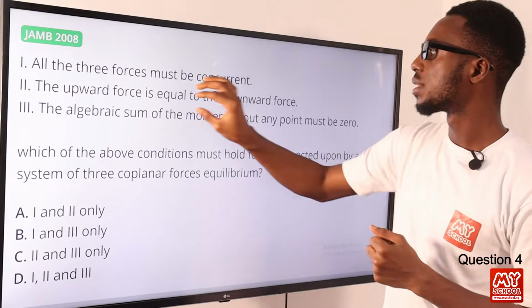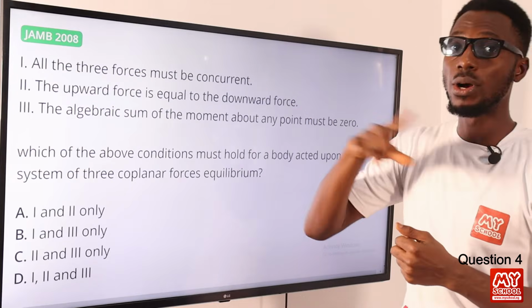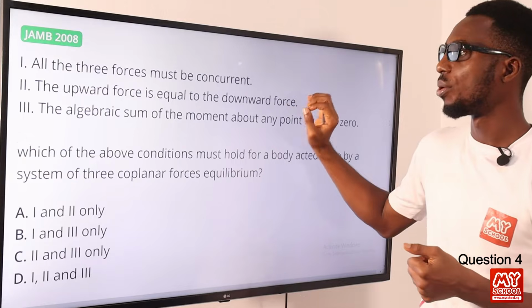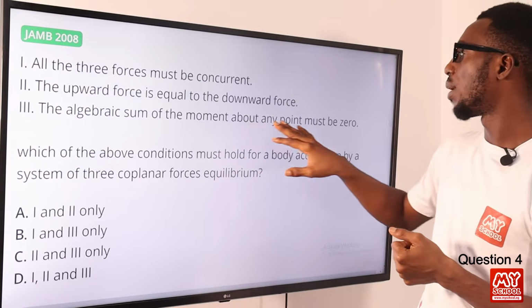Okay, the upward force is equal to the downward force. Of course, we are talking about algebraic sum, right? So right here, this accounts also for parallel. Okay, so the algebraic sum of the moments about any point must be 0.